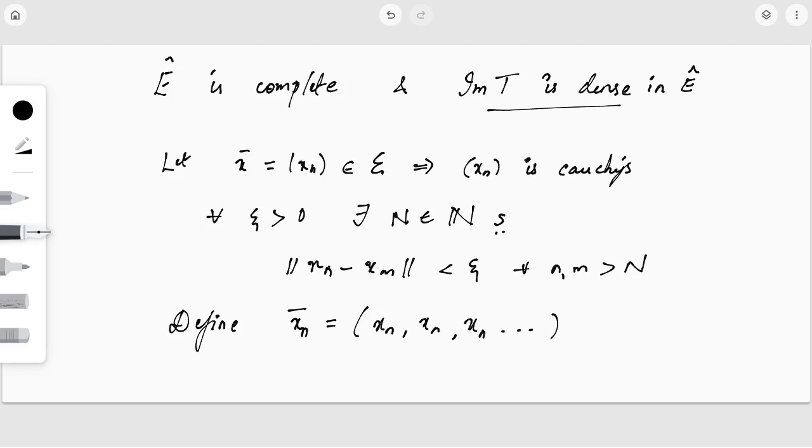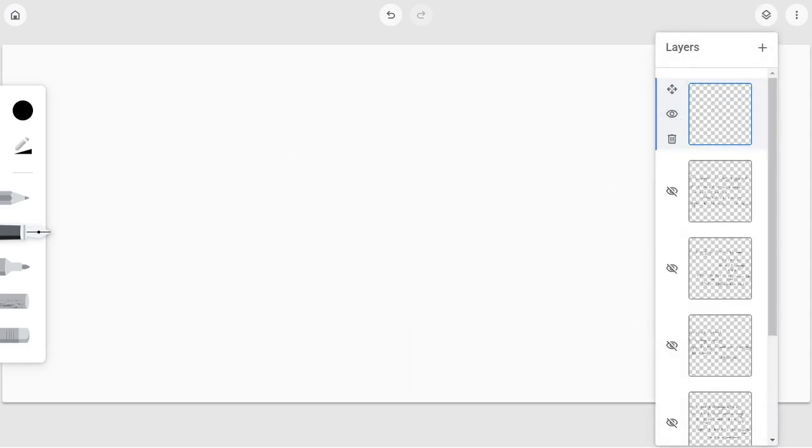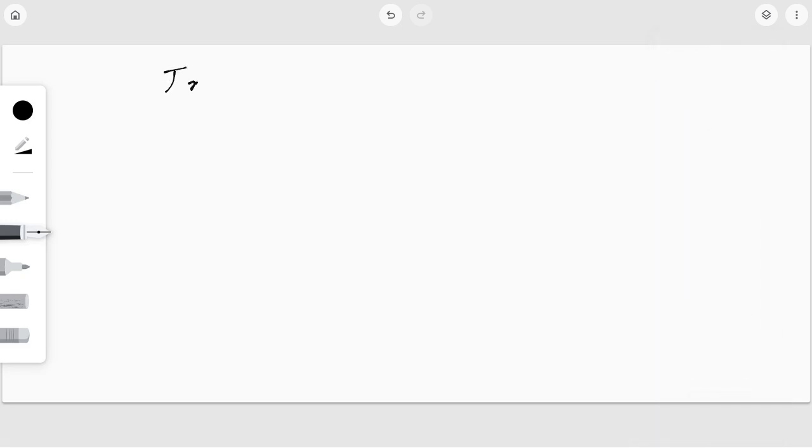Then since xn bar is a Cauchy sequence, we can say that this xn bar belongs to script T. Because it is a constant sequence, it will be Cauchy, hence it belongs to script T. Now, by definition of the linear isometry, we have T of xn will be none other than xn bar. This is how we had defined our linear map.